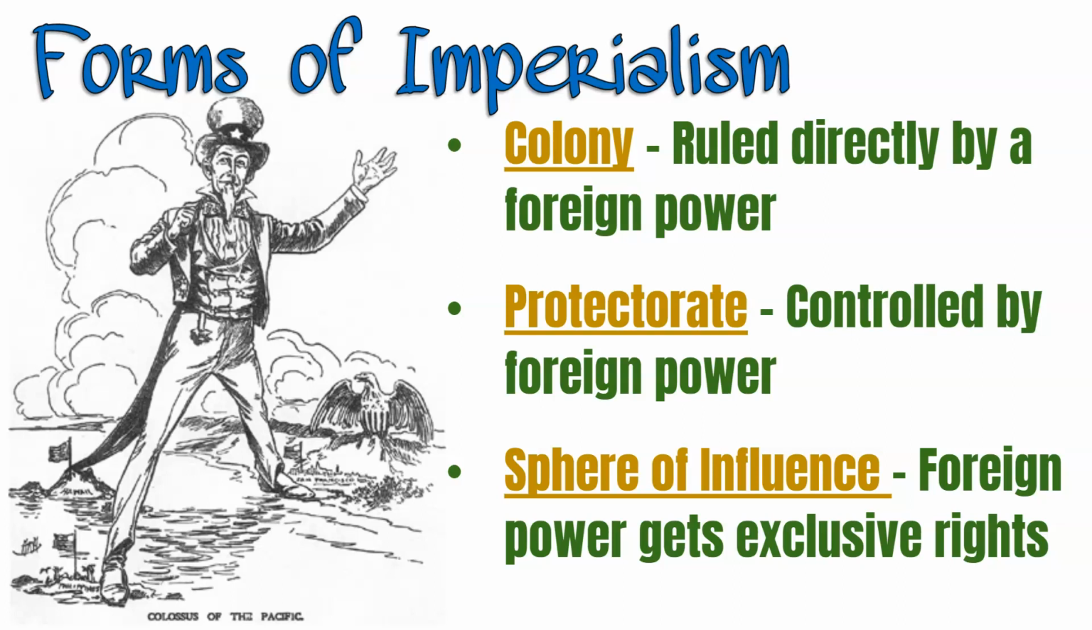So the main difference here is that a colony is ruled directly by a foreign power. A protectorate is just kind of like controlled and mildly told what to do.